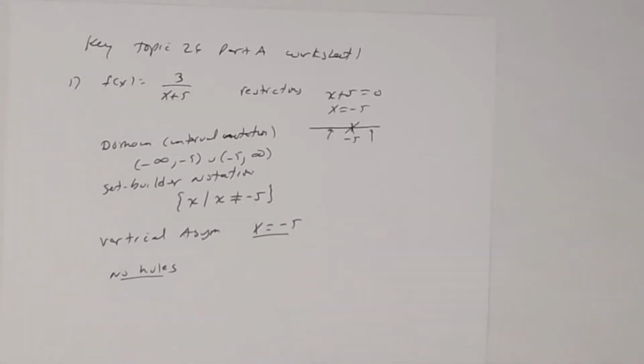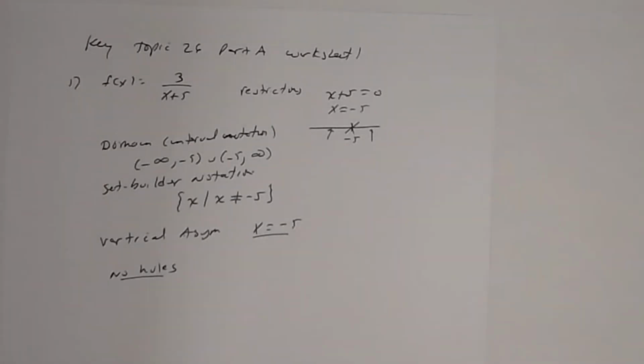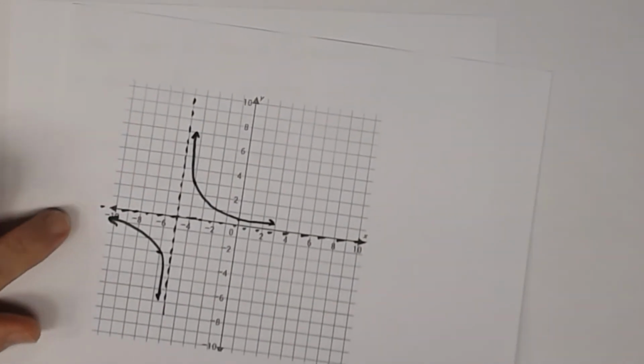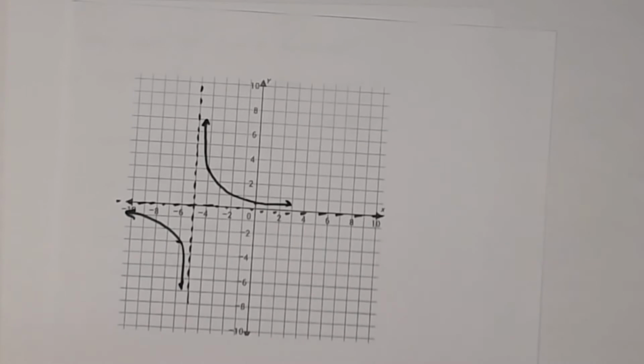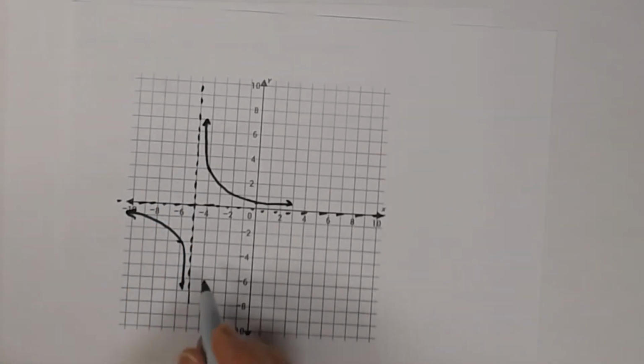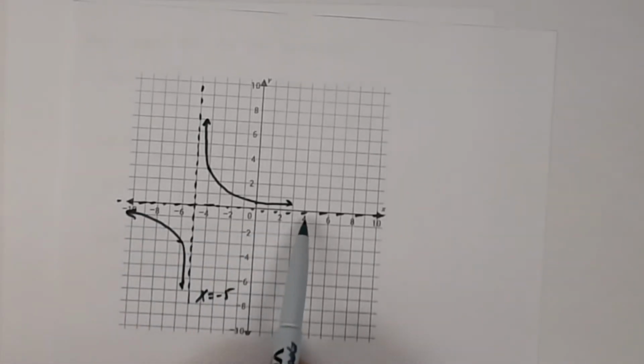Okay, I just wanted to show you what the graph of this looks like. So here's your graph, and notice you see your vertical asymptote right here. So there's your vertical asymptote at x equals negative 5. Now, in one of the next worksheets, you're going to talk about horizontal asymptotes, how to find those. But for this worksheet, you're just interested in determining what the vertical asymptotes are.